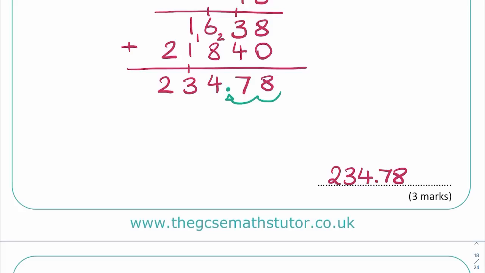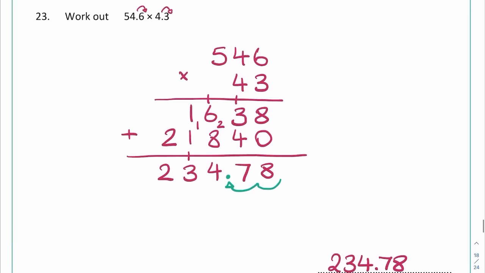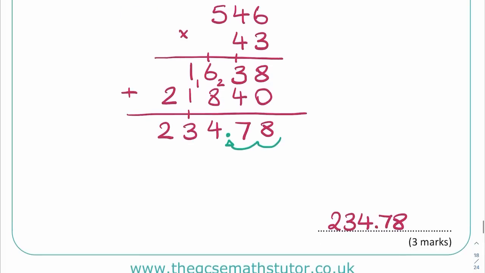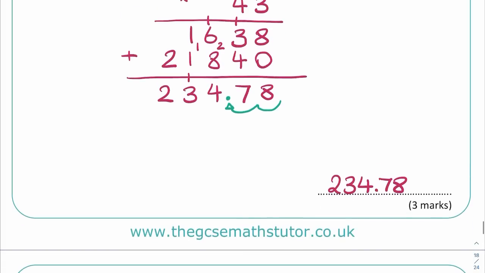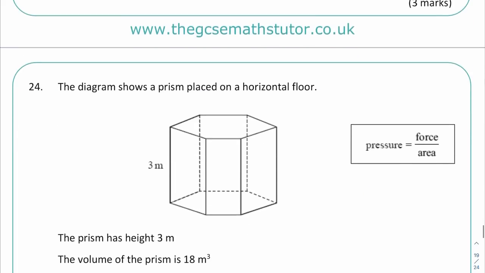234.78. And don't forget, on a question like this, you can always estimate the answer, so you know around about where that decimal should go, just in case you get a bit confused in the moment. That estimated would be 50 times 4, which is around about 200, so you know our answer's obviously in the correct ballpark. Go on to the next one.